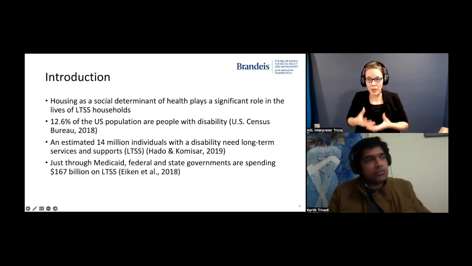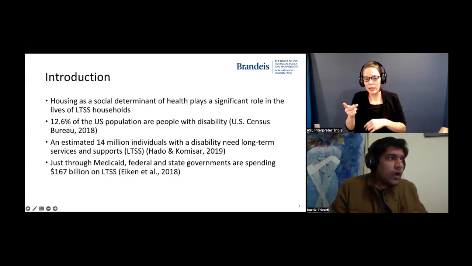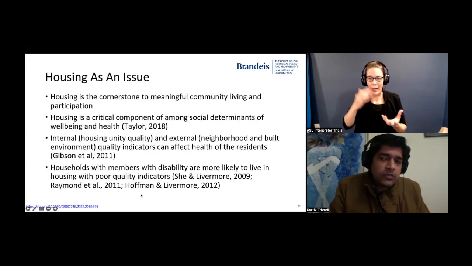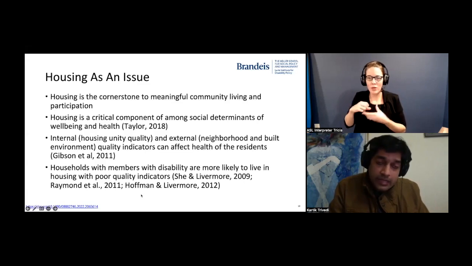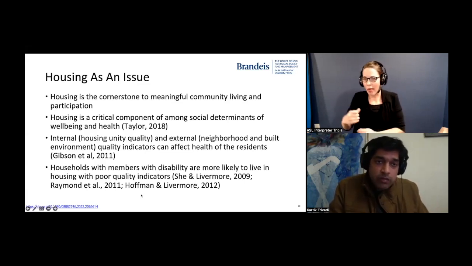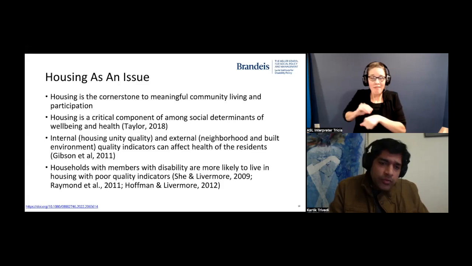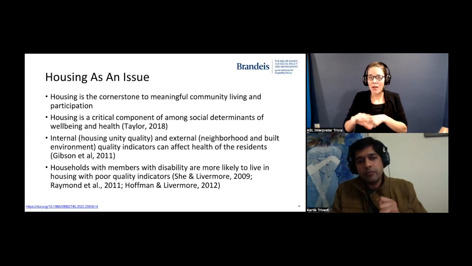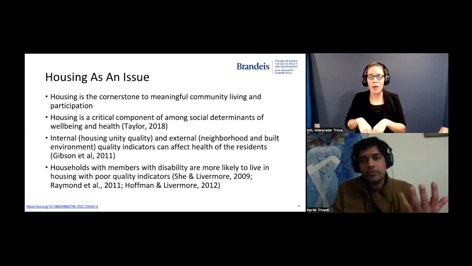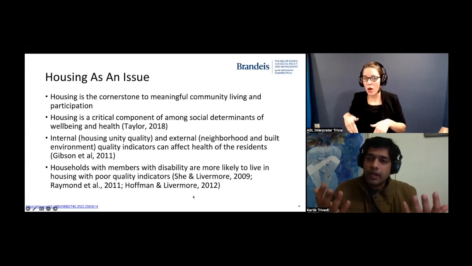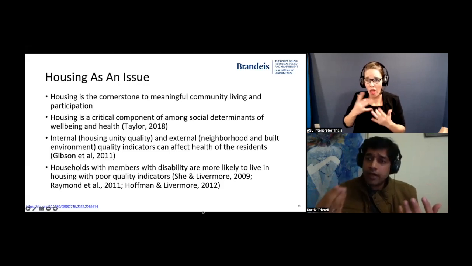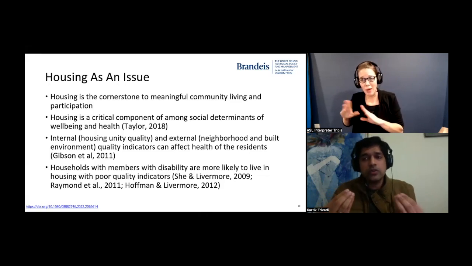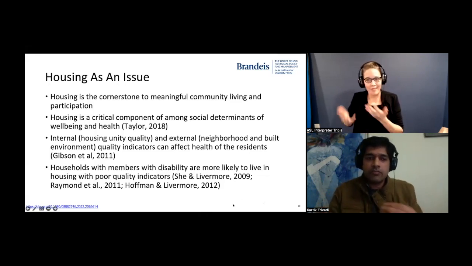On the next slide, we will see why housing is an issue. What we know is that housing determines so many things. It determines health, it determines financial well-being. And with regard to financial well-being, it's a bi-directional relationship: if you are in a bad house, you would probably face more financial hardships, and if you have financial hardships, you will most likely be in a situation where your housing is not up to the mark or is not satisfactory.